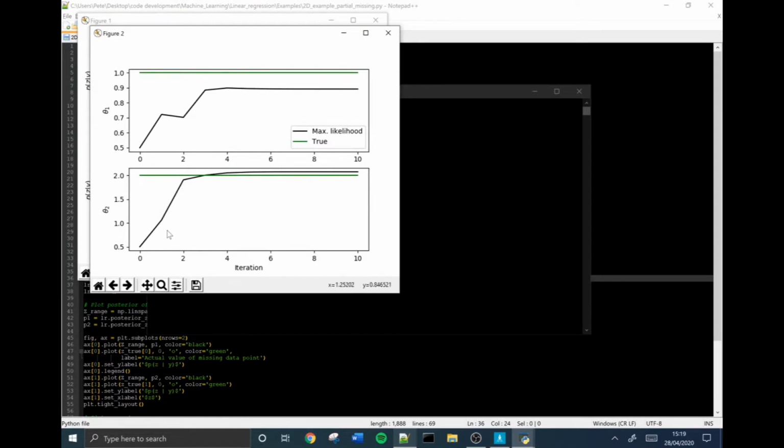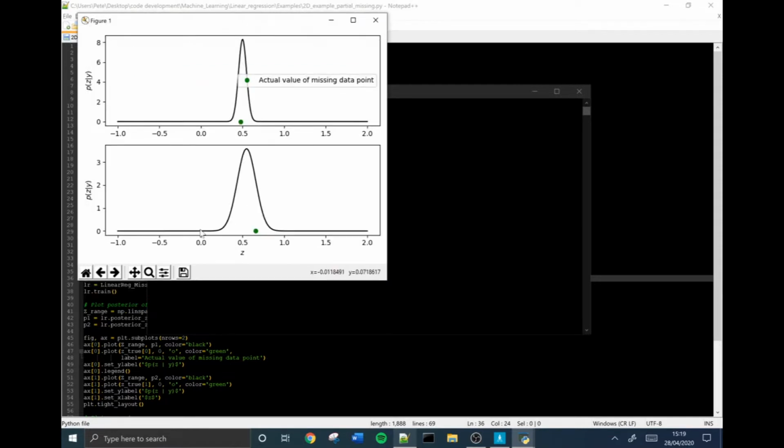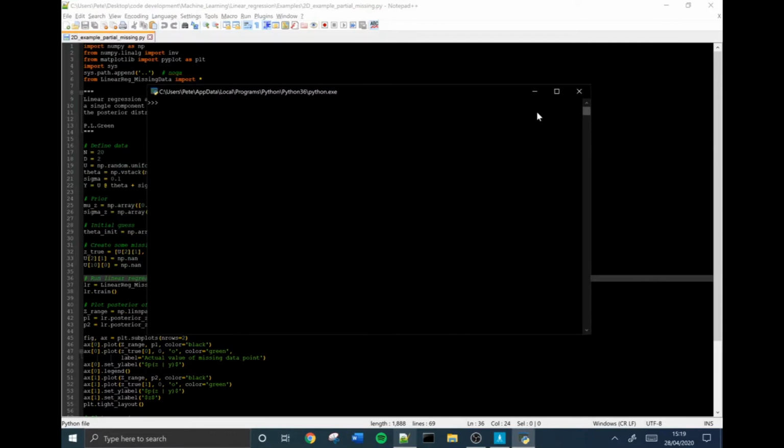Okay, so here are our parameter estimates converging, so that's θ1 and θ2. And then here we have probabilistic estimates of what our two missing data points should be, and here I've marked what the actual true value of these missing data points are. And this is all done with the EM algorithm. So we'll look at how that works now.